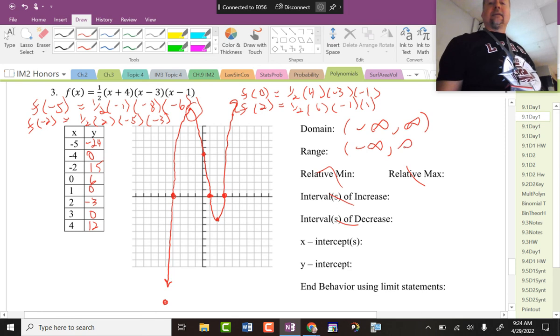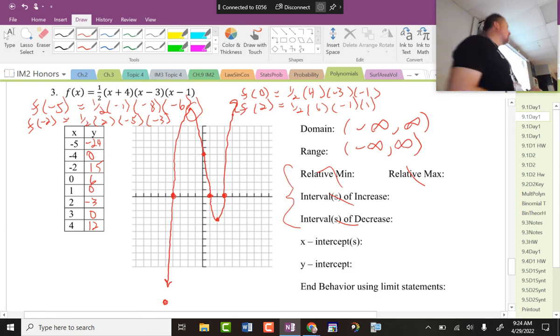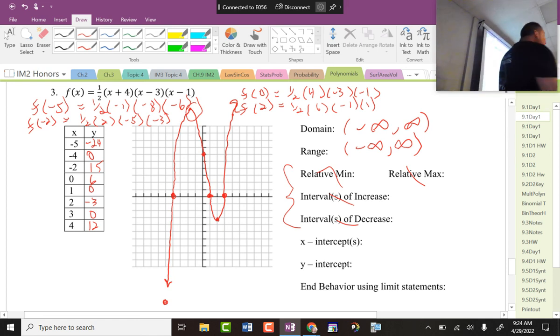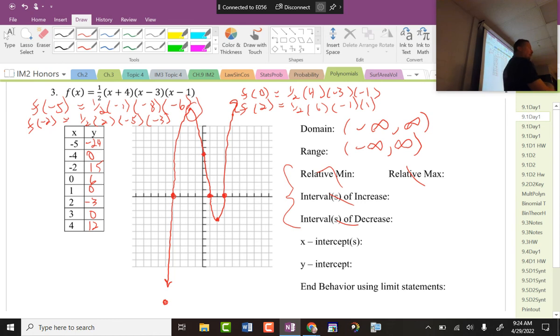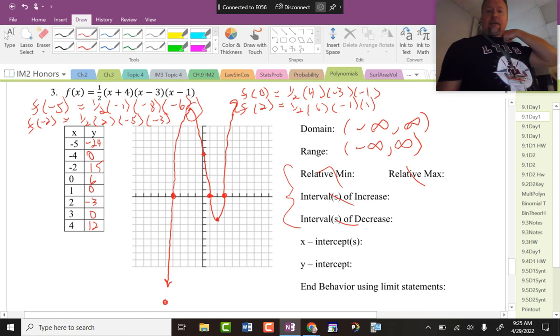I'm not guessing on these. We'll get these later with technology. In calculus, this is when you do derivatives, right? And derivatives are slope of tangent lines. So basically, when you really find this relative minimum, it's where the slope of the tangent line equals 0. And that's what a derivative is, if you've ever heard of that term before. You don't have to know that now.